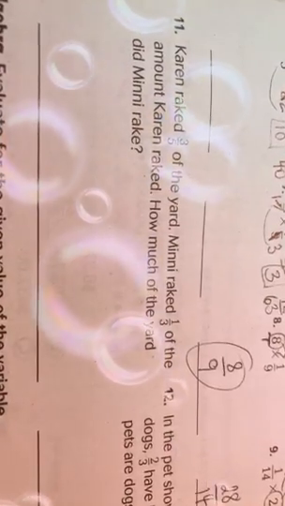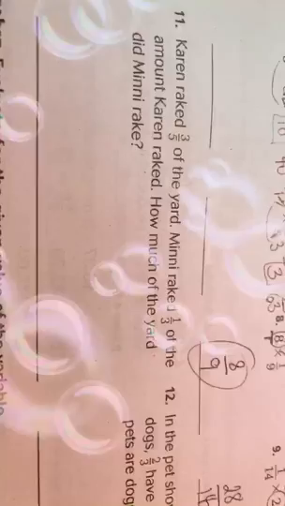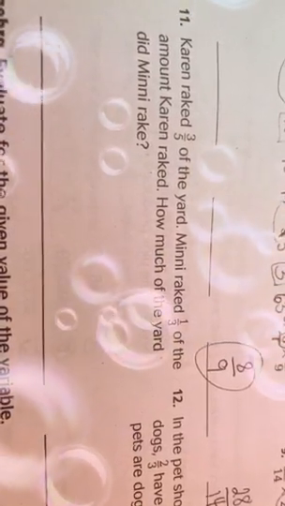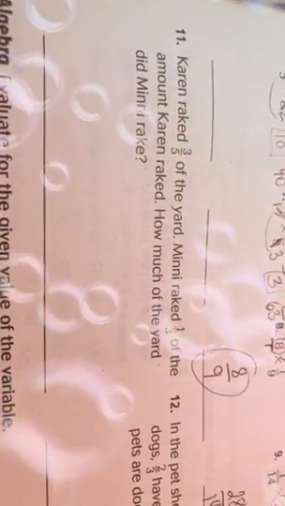So number 11, Karen raked 3/5 of the yard. Minnie raked 1/3 of the amount Karen raked.